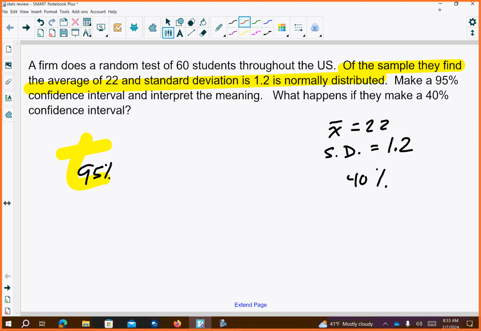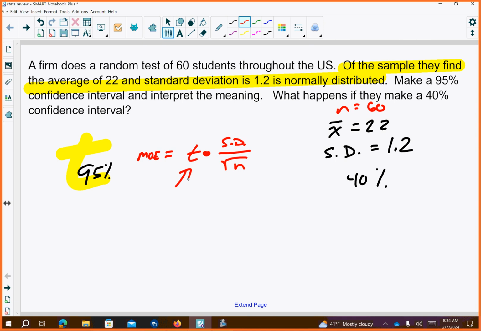All right. So confidence interval. Let's find our confidence interval. We understand that we're using a t distribution. That's going to be t times the standard deviation over the square root of the sample size. We're going to use this to find our margin of error. So let's figure out t.